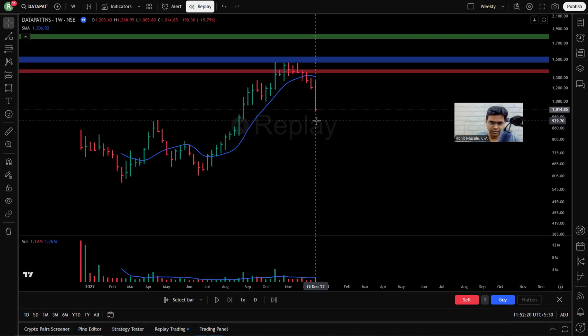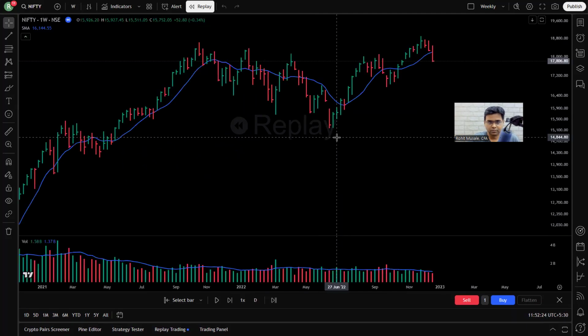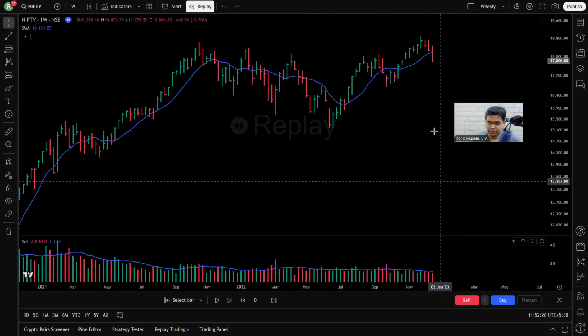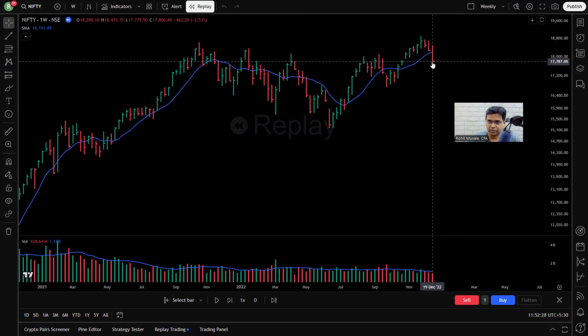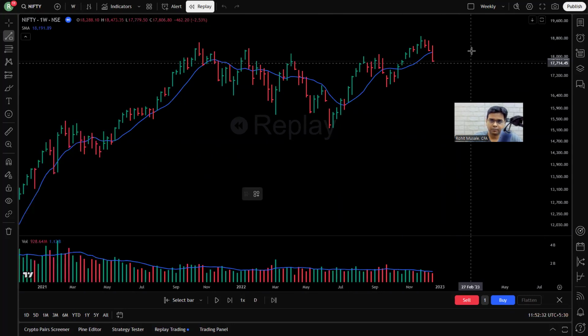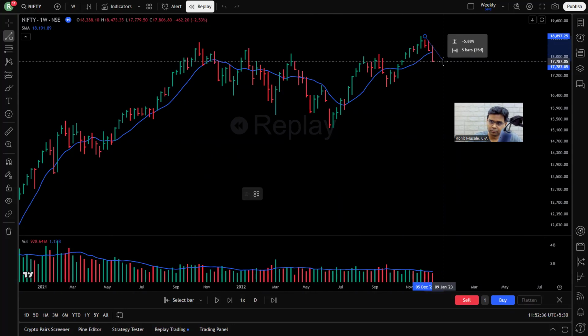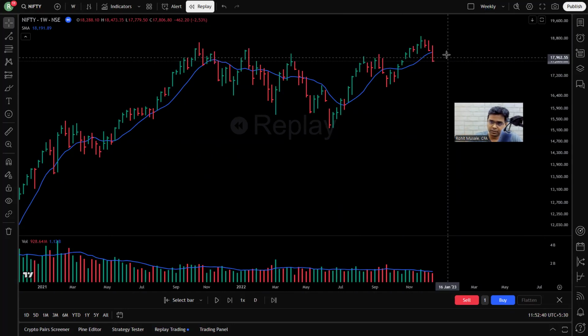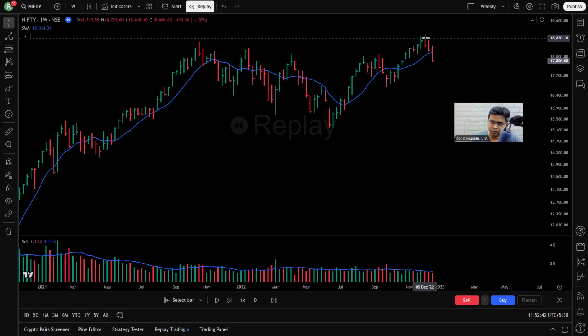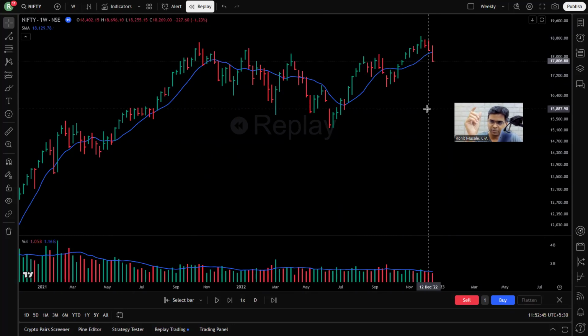So let's go to 19 December 2022. Wait. Yeah, this is the Nifty. See, this is 19 December 2022. So let's see from the top how much it has fallen. From here, the Nifty had fallen 5.88, so let's say 6%. Which means during this period, from the top till the bottom, the Nifty had fallen 6%.